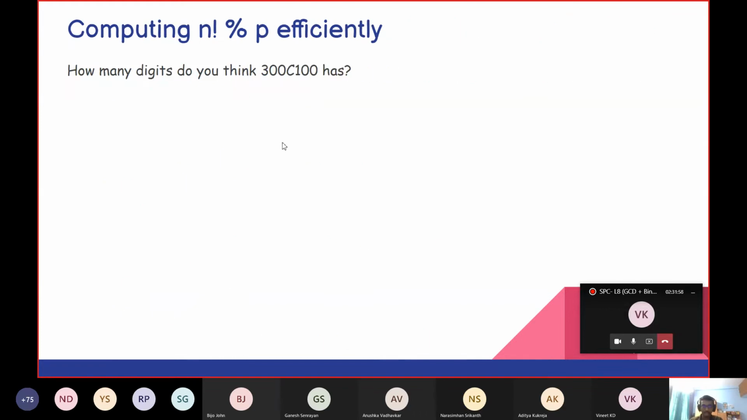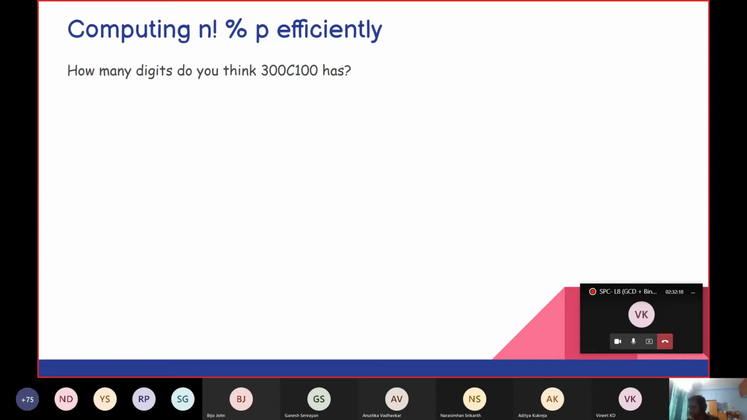Now we're going to go into another thing: computing n factorial percentage p efficiently. So how many digits do you guys think 300C100 has? Or at least give me some kind of lower bound. It has at least more than x digits. You can put some number that you think is the answer.